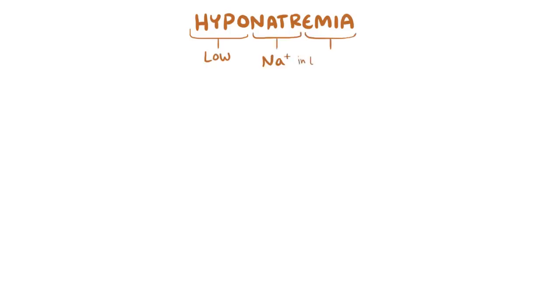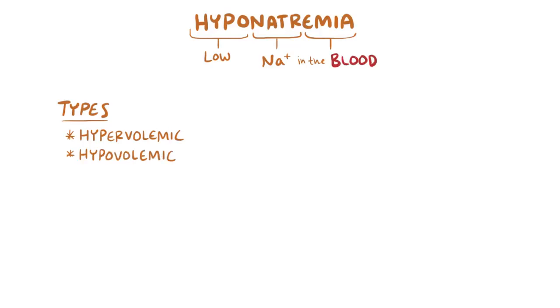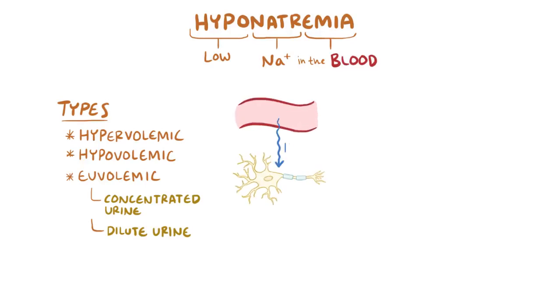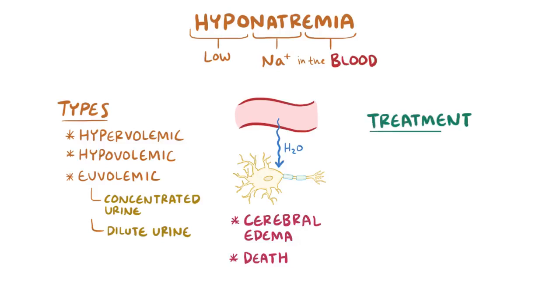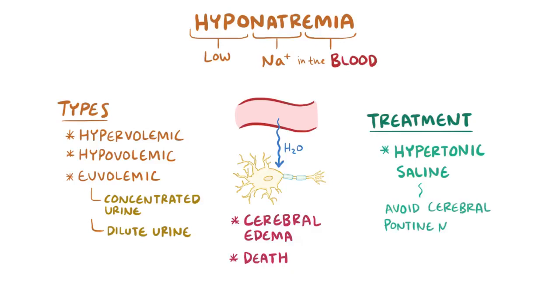Alright, as a quick recap, hyponatremia is an electrolyte disorder that describes a low concentration of sodium in the blood, which can be divided into hypervolemic, hypovolemic, and euvolemic causes. Euvolemic can be further split into those with concentrated urine and those with dilute urine. Hyponatremia can cause water to shift into cells, and in severe cases it can lead to cerebral edema and death. Increasing sodium levels can be done with hypertonic saline, but needs to be done slowly to avoid cerebral pontine myelinolysis.